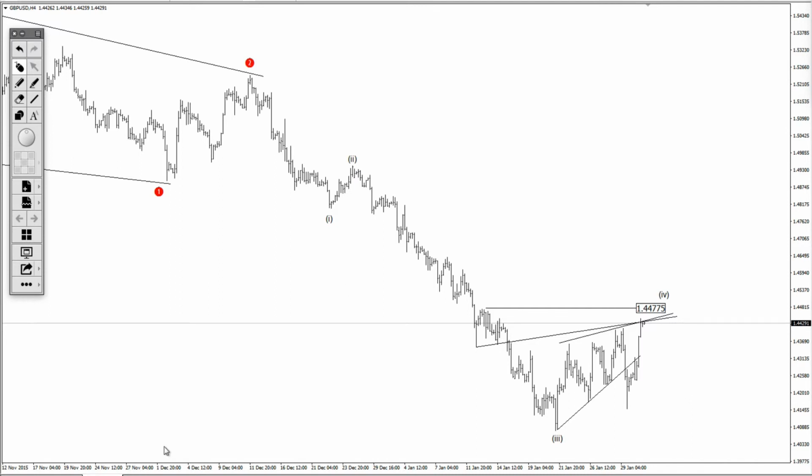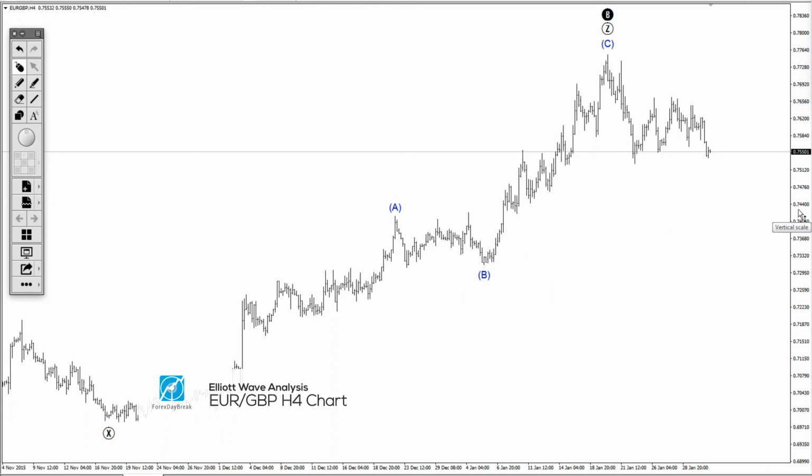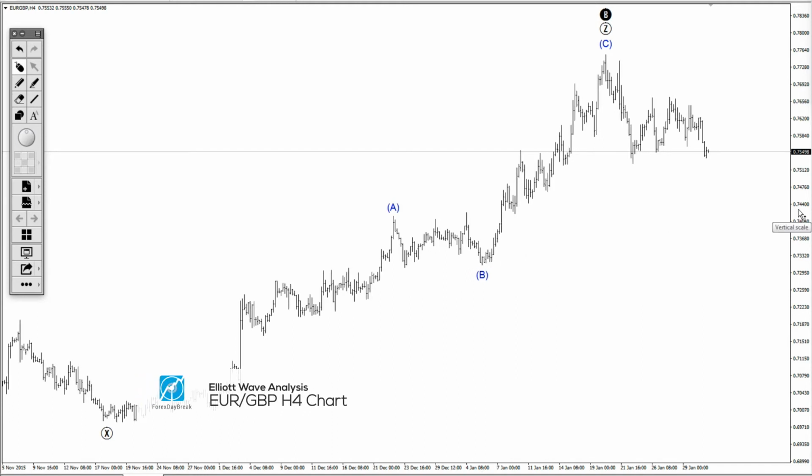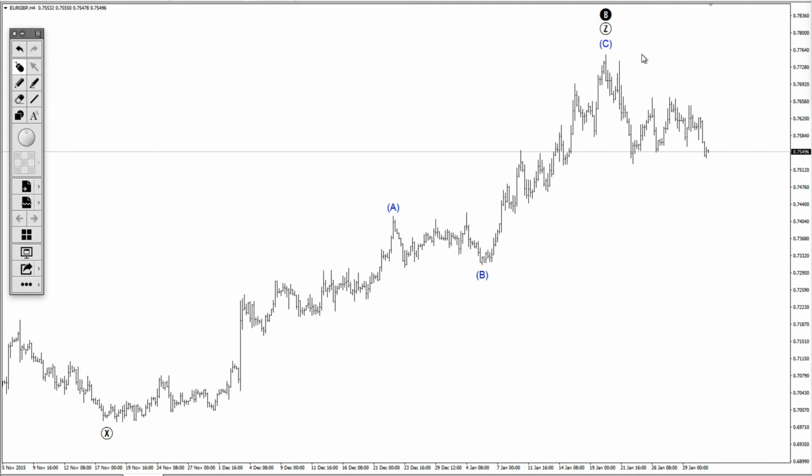All right, let's see euro pound briefly. Price action here is not looking very impulsive, so perhaps the latest high, which is at 0.7754, perhaps this is not the end of this corrective structure. We are forming a very complex large sideways correction, intermediate wave B in my labeling, and perhaps it is not over yet.